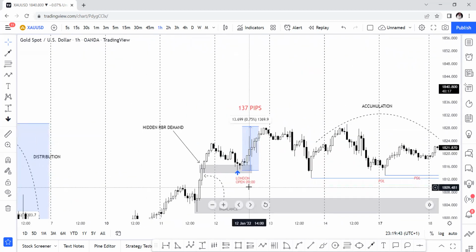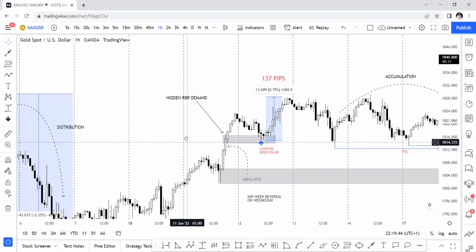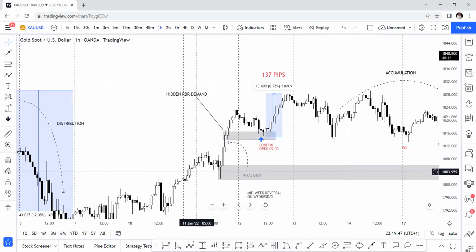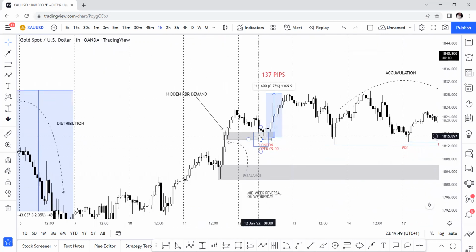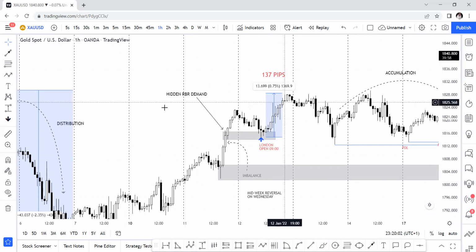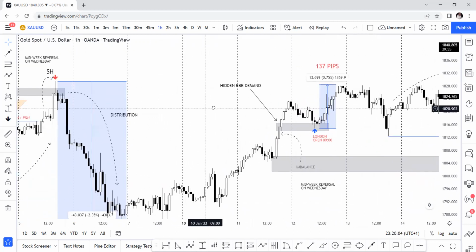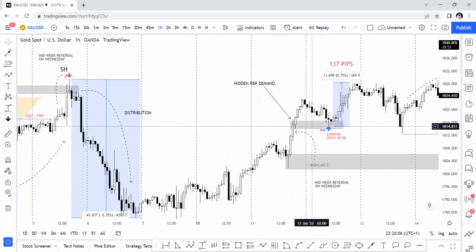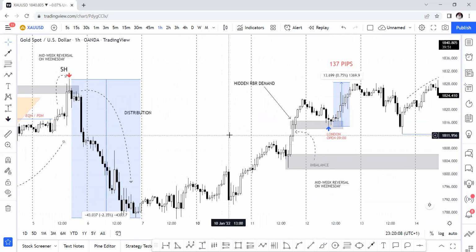Then this is on the 12th of January. 12th of January, rally. Go back into it, rally. At 9 a.m. GMT, which is London Open, we have another leg of this base moving higher to 137 pips. So this is imbalance. So you can conjure that with this.